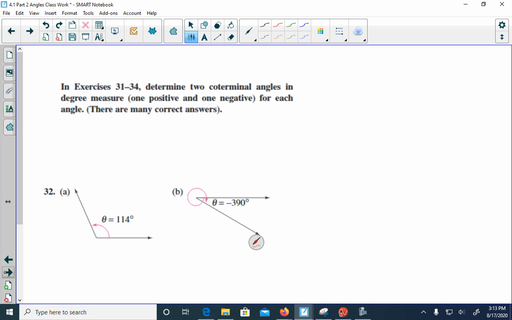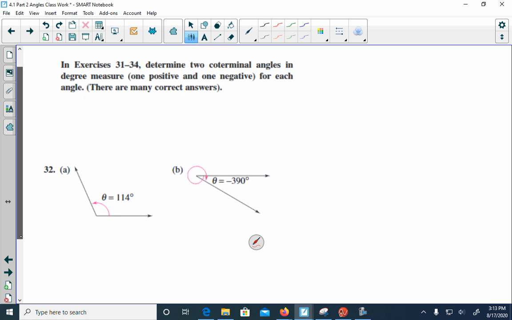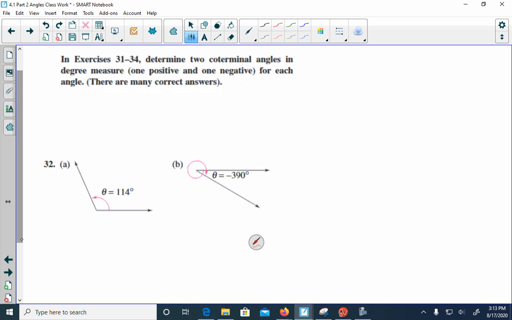Okay, determine two coterminal angles in degree measure, one positive, one negative for each of the angles. So this is the same thing that I did in the first example, except to find two coterminal angles. Coterminal means that they have the same terminal side, which means they end up at the same place. The only way that you can end up in the same place is if you add or subtract a whole lap around the unit circle. Since these are in degrees, my whole lap around the unit circle is going to be 360 degrees.